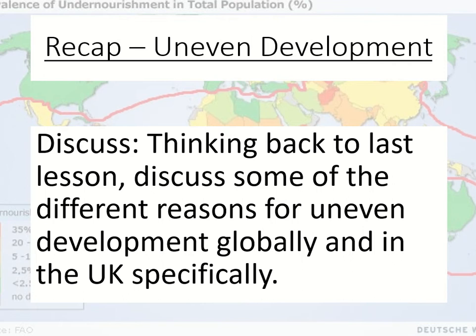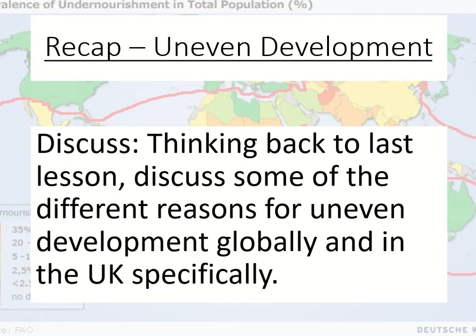So this session is divided into two slots. The first slot today, we're going to be looking more at types of aid and ways to help places that are really struggling. And then we're going to look at something called top-down development, or top-down projects, which are things that you can try to help resolve uneven development. We're also going to look next session at bottom-up development, which is another kettle of fish altogether. So over the next couple of lessons, it's all about tackling uneven development within countries, or globally as well.